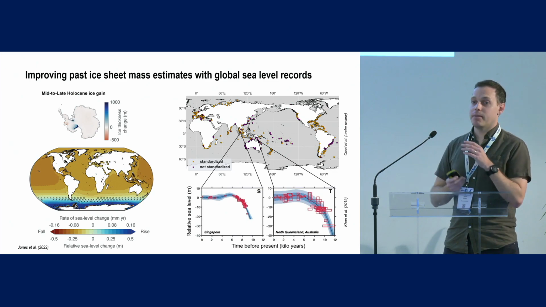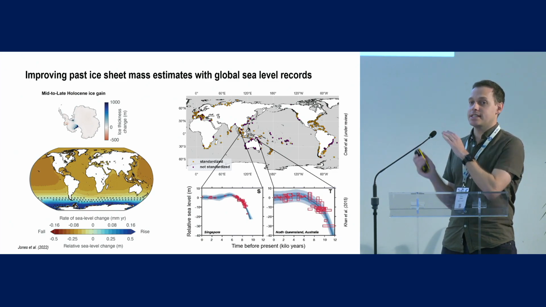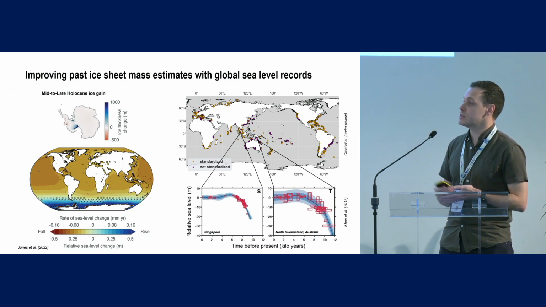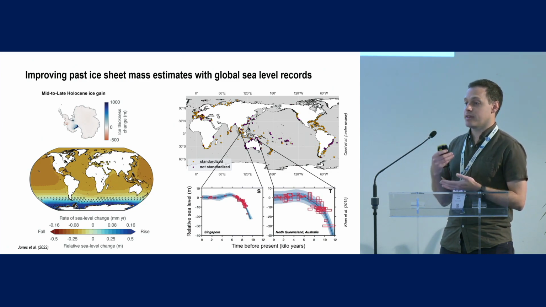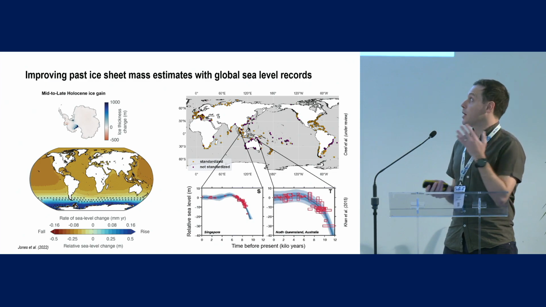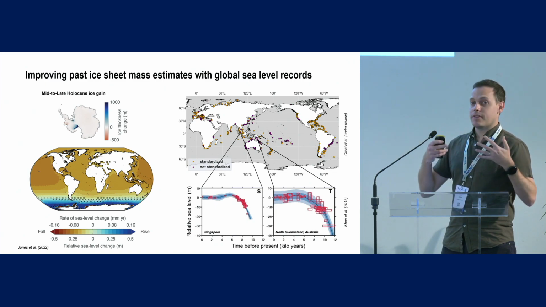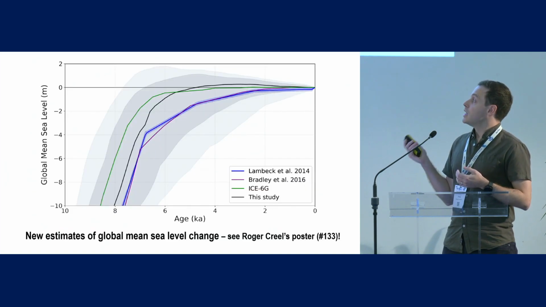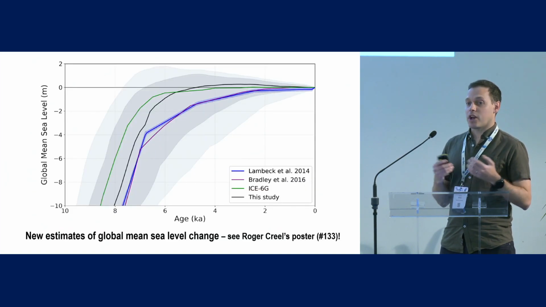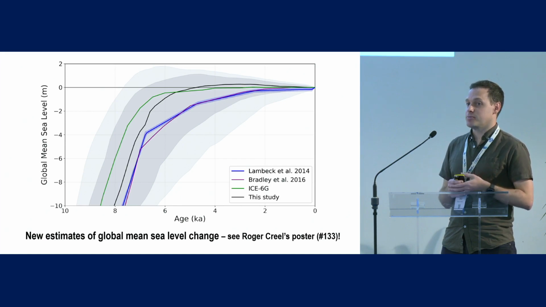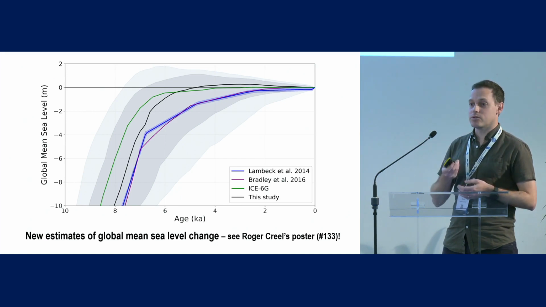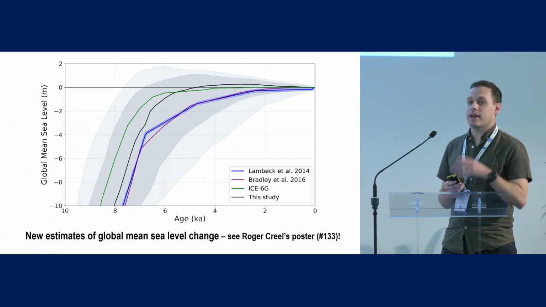And so by then making use of this data, so assessing our Antarctic models against global sea level records, and then combining that with constraints against our local evidence in Antarctica, we can then get new estimates of global mean sea level and Antarctica's contribution to global mean sea level. I'm not going to talk any more about this because this is all Roger's work, so if you haven't seen this poster already, I encourage you to go to that.